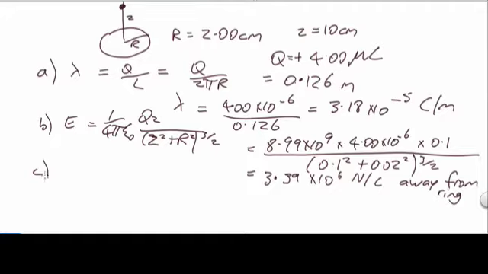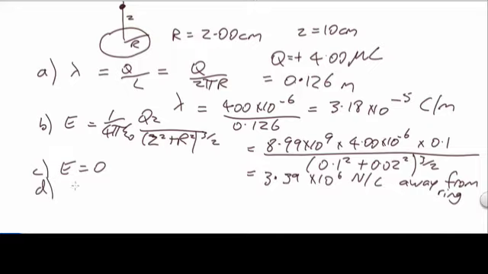Now part C, what would the electric field be right in the centre of the circle? Now think about the net force. A positive test charge right in the centre would be equally repelled from every point on the ring, and so there'd be no net force, and so there'll be no electric field.